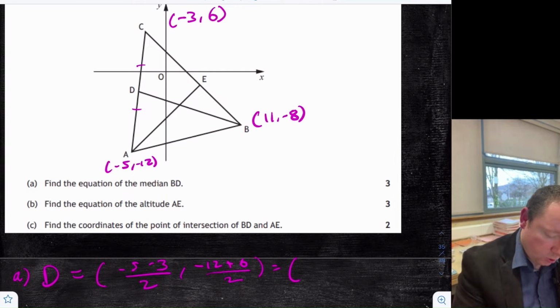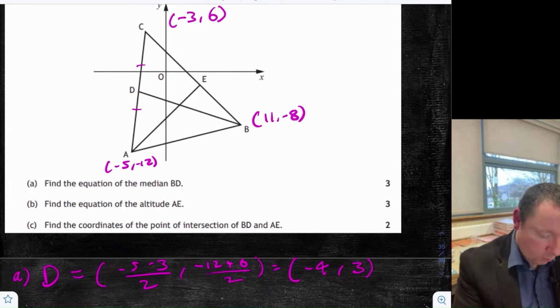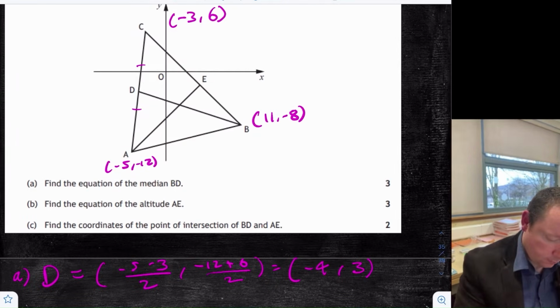That's -8 over 2, which is -4, and that's 6 over 2, which is 3. So we get our midpoint of (-4, 3). So that is -8 over 2, which is -4, and -6 over 2, which is -3.